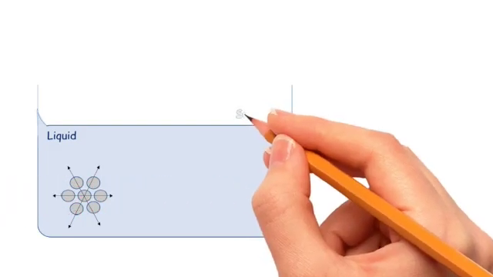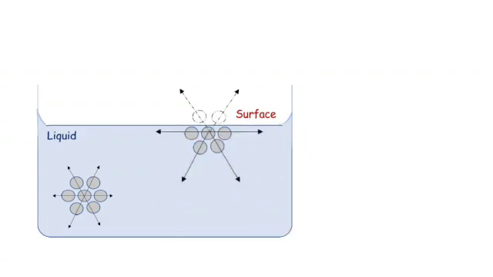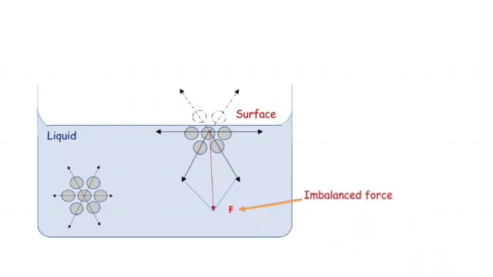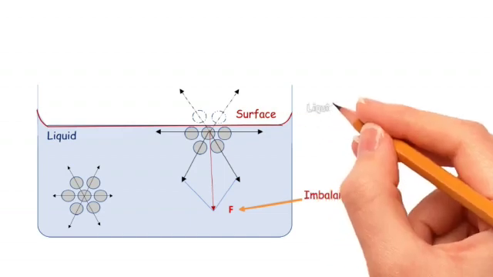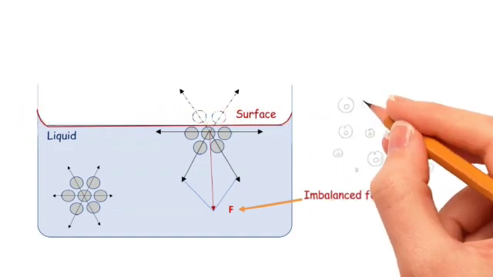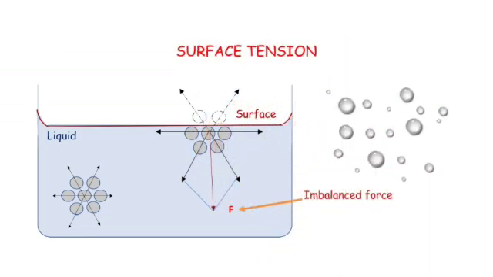But at the surface area, there are no molecules above. That is, at the surface, these molecules are not attracted in all directions. They experience an imbalanced force, that is, they are more attracted in a downward direction. And here, the surface acts as a stretched membrane. Therefore, liquids have a tendency to minimize their surface area. That's why liquid droplets are spherical in shape, and this property of liquid is known as surface tension. Now, what is responsible for surface tension?